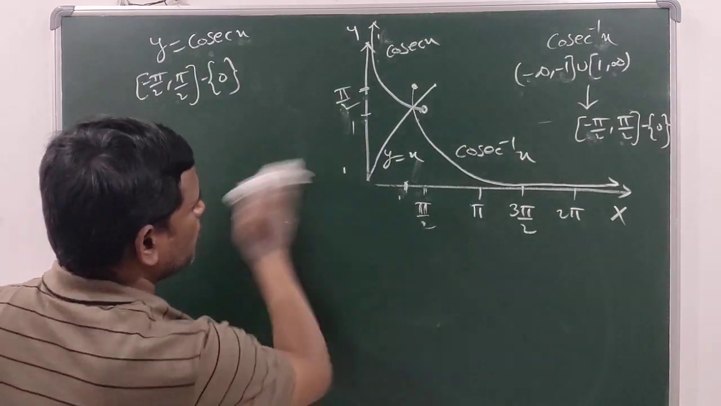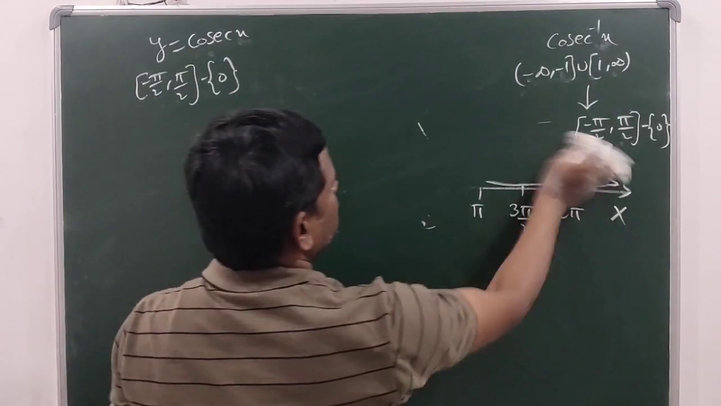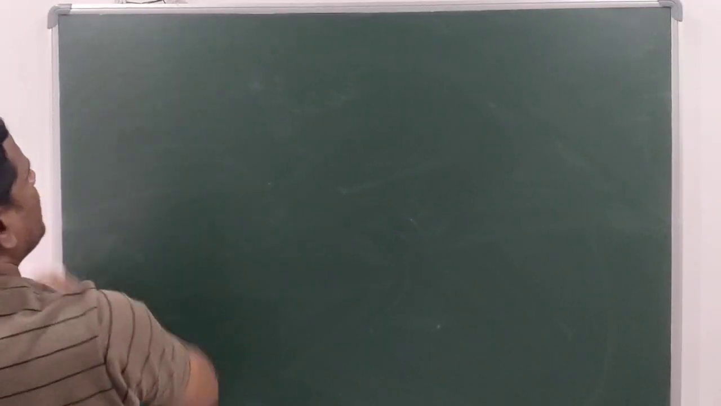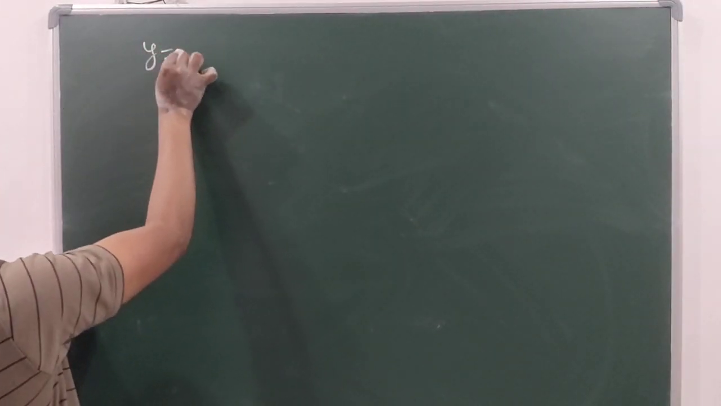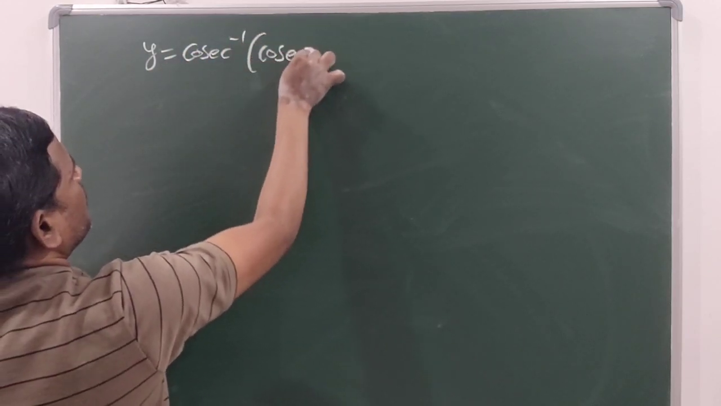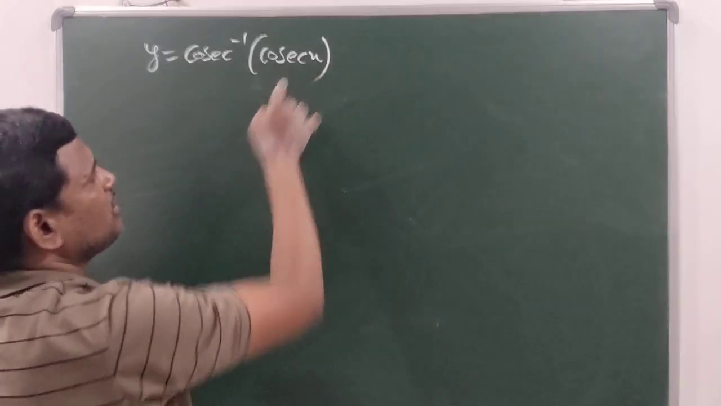And now let us go to cosec inverse of cosec x. You will get a periodic function now, whose graph is the same as sin inverse of sin x. Cosec inverse of cosec x. Okay, here what is the domain for x?